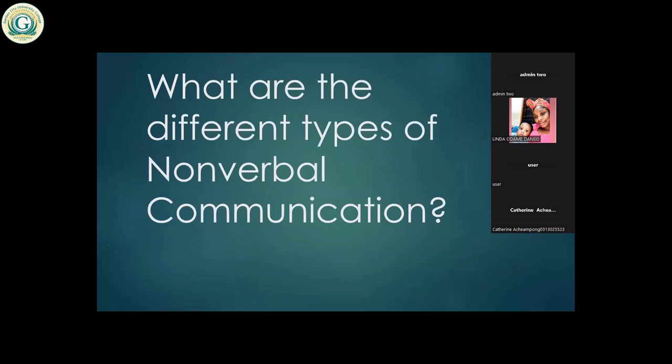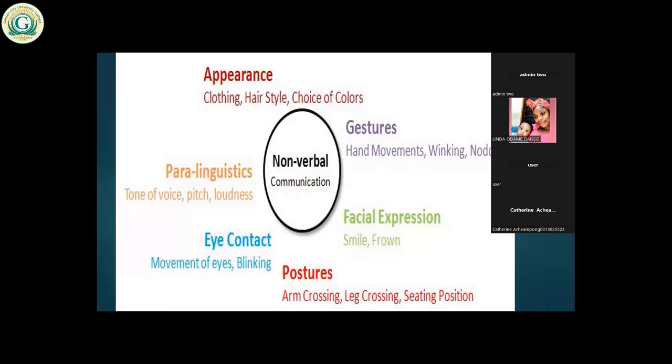So what are the different types of nonverbal communication? We have paralinguistics, that is the tone of voice, the pitch, and the loudness. We also have eye contact, and postures: arm crossing, leg crossing, sitting position. Then the facial expression, the smile, the frown. Then the gestures. We have the difference between gestures and postures: hand movements, winking, nodding. Then appearance, that is clothing, hairstyle, choice of colors. These are all forms of nonverbal communication.